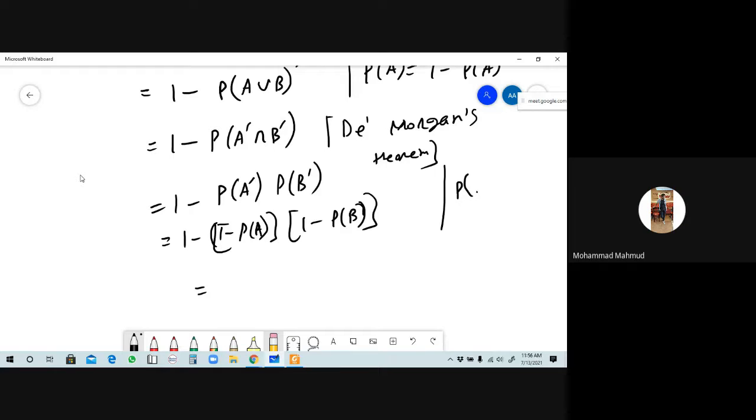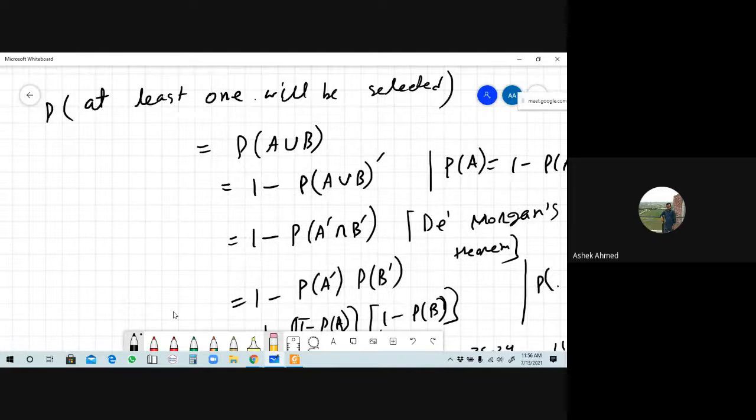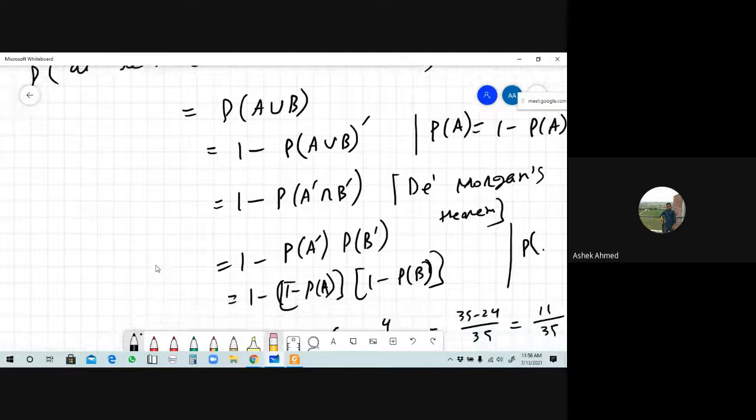স্যার 1 minus probability of A হচ্ছে স্যার 6/7 আসে না? 6/7, 1 minus 6/7, and this will be কত হবে? স্যার সেটা আসবে 4/5 জি স্যার। So the result will be কত হবে? 35 minus 24/35. So the result will be কি? Maybe 11/35. Is it right? জি স্যার। This is the result for at least one will be selected.